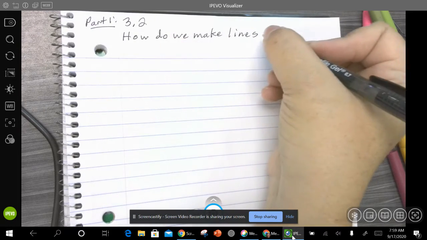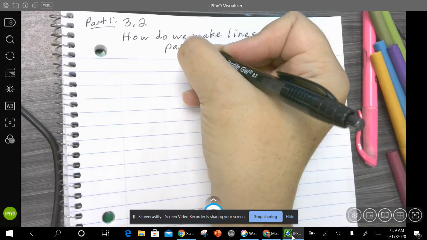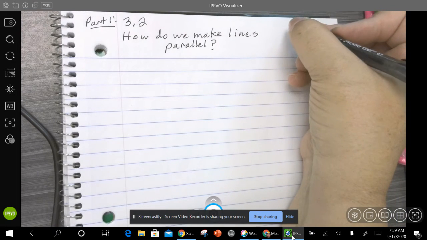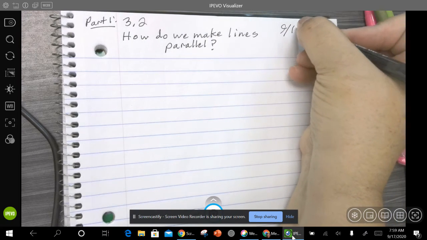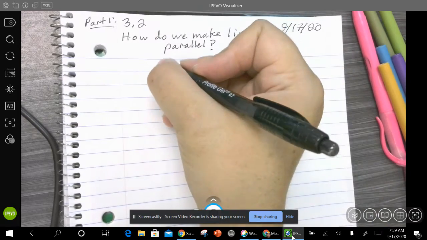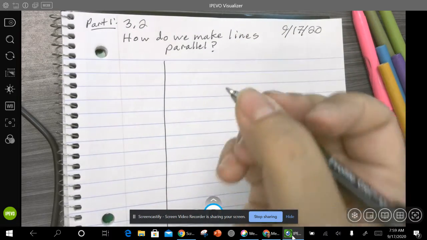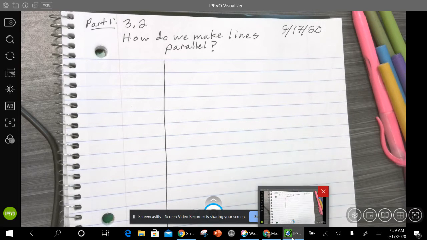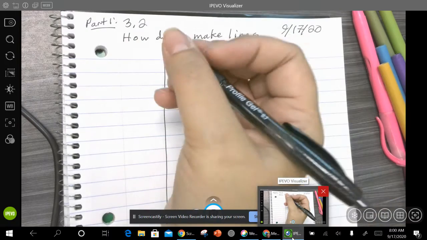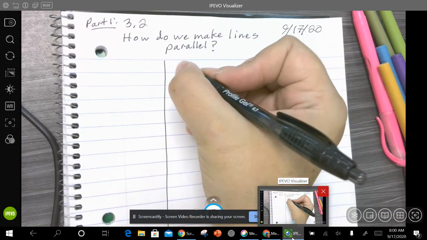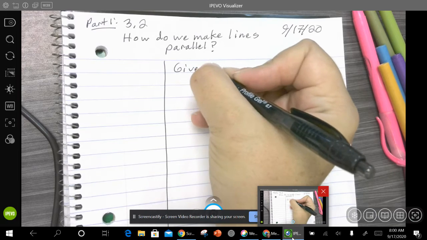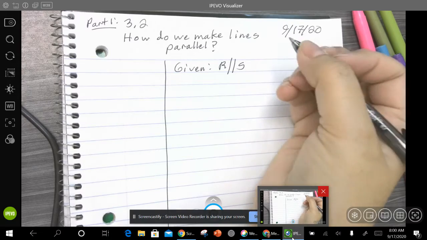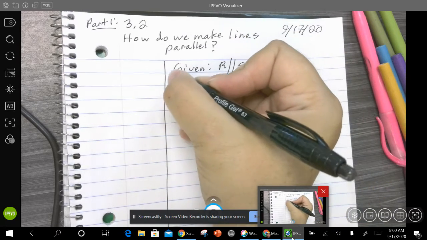So how do we make the lines parallel? We just want to make sure that when we do this, we're showing that the lines are parallel to each other. Okay, I'm first going to start though with a proof. I want to make sure that we go over this because we do use this proof for alternate interior angles.